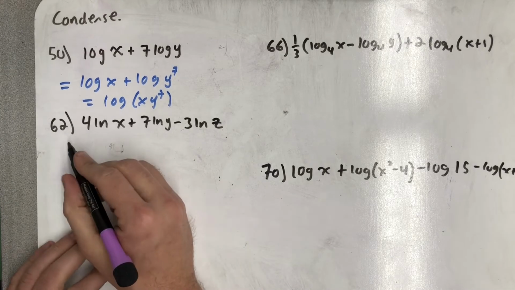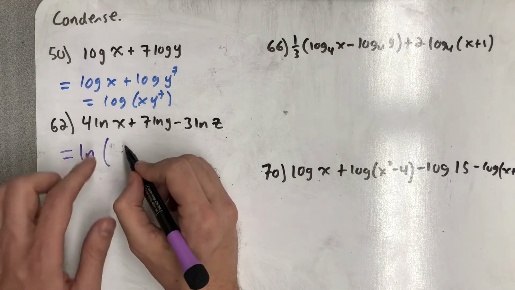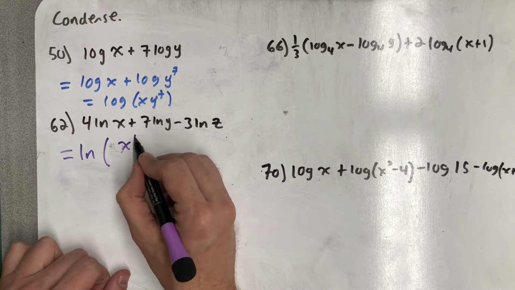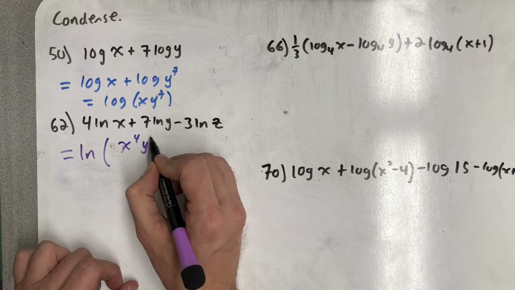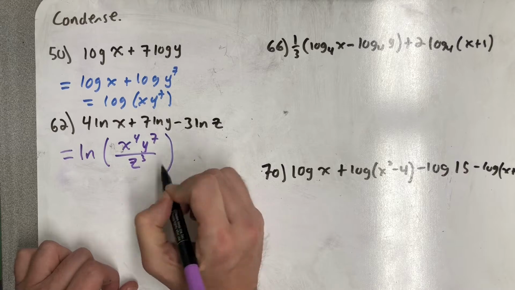So let's see if I can shorten the amount of work I show here in number 62. So I have the natural log of x to the 4th times y to the 7th all over z to the 3rd.